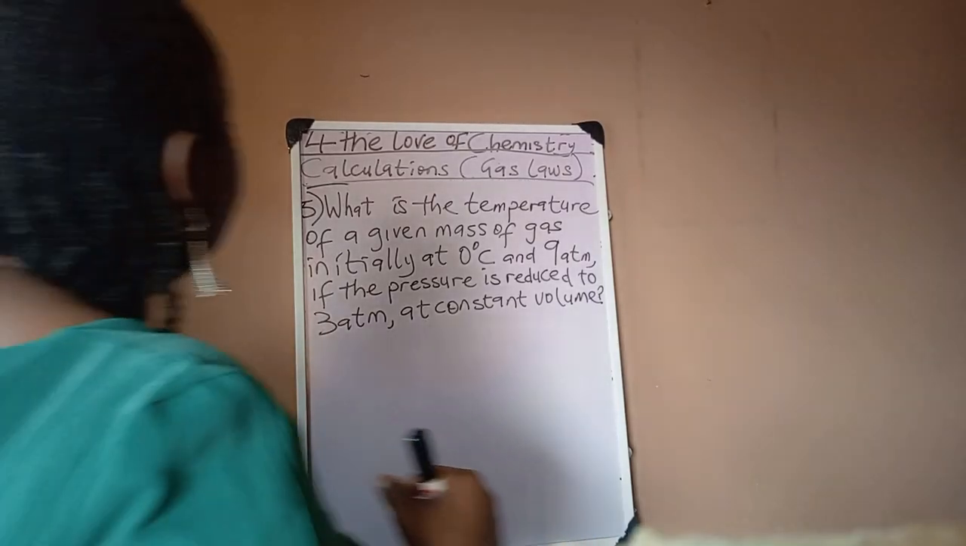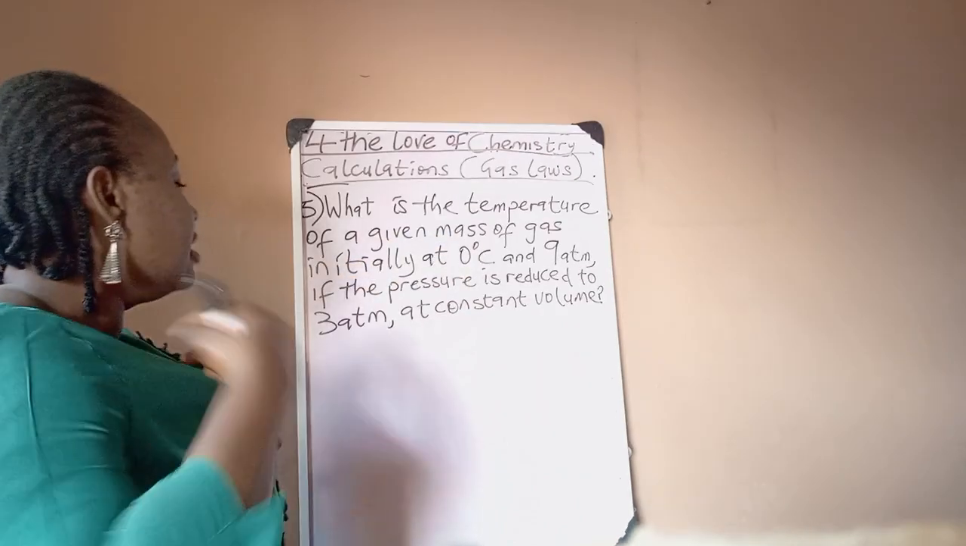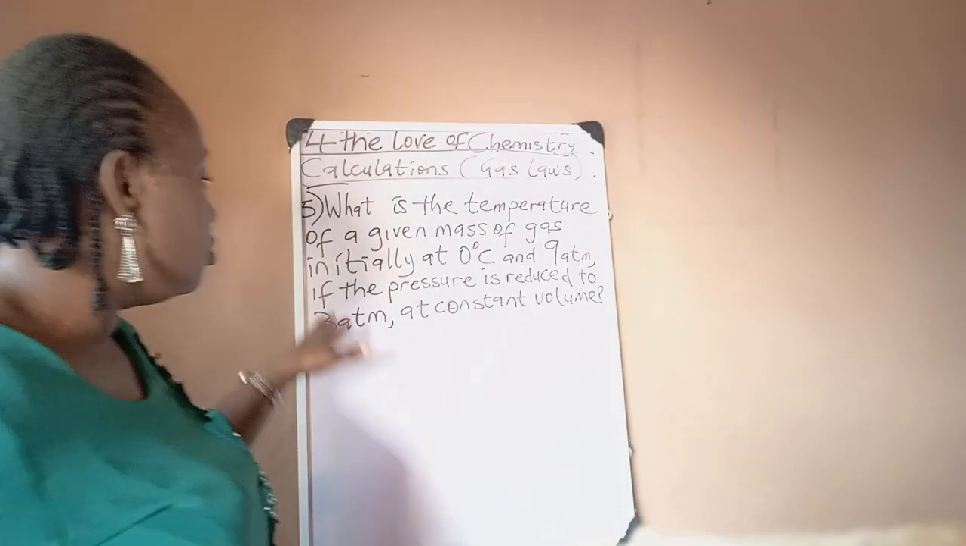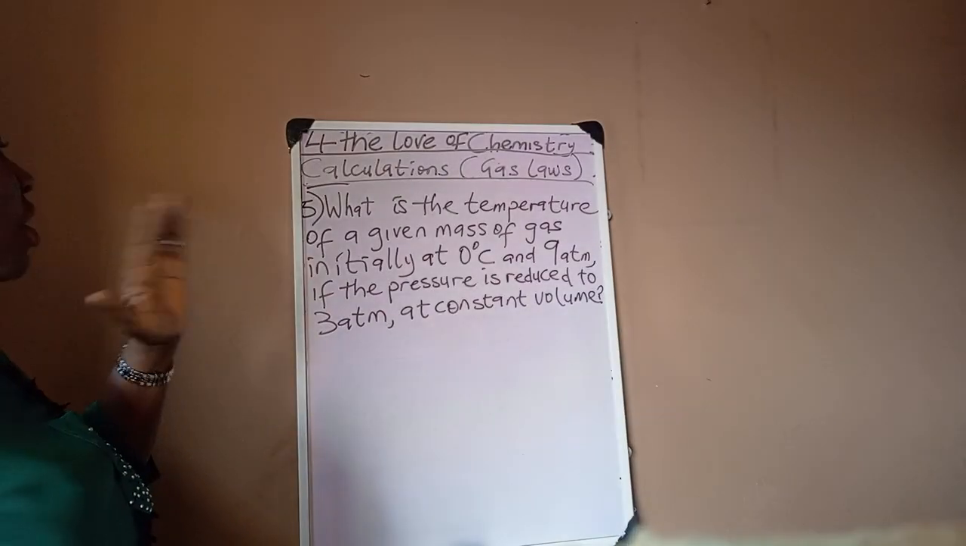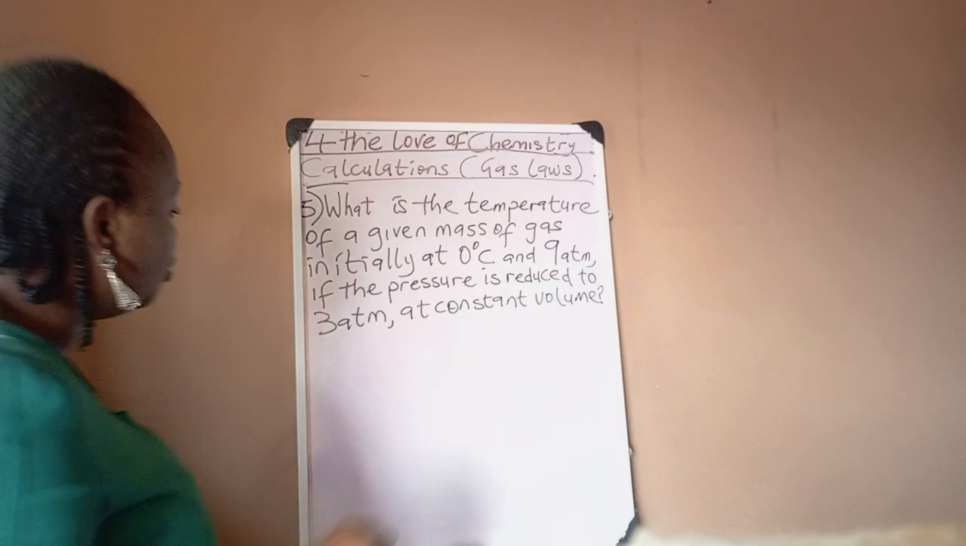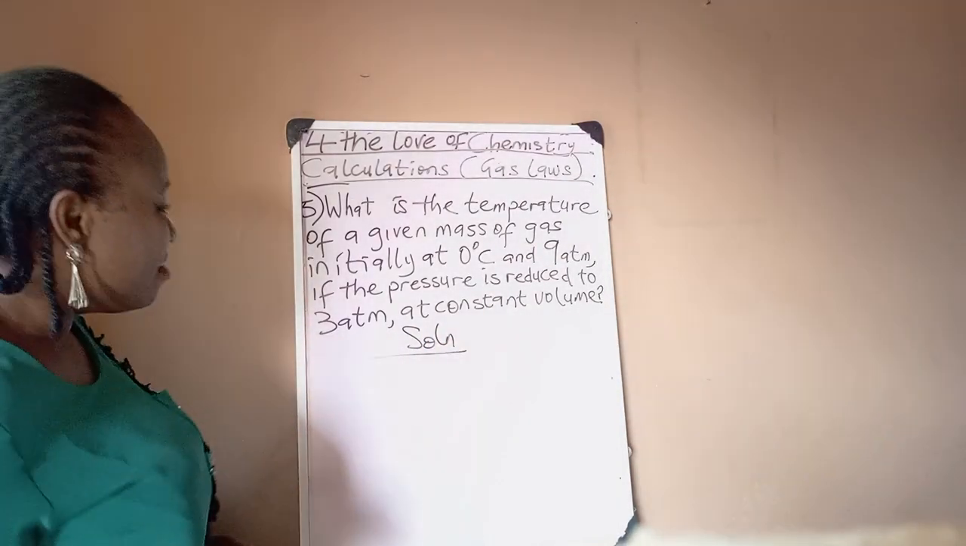Number 5, what is the temperature of a given mass of a gas initially at 0 degrees Celsius and 9 atmosphere if the pressure is reduced to 3 atmosphere at constant volume? So the first thing, as always, is to list your parameters.